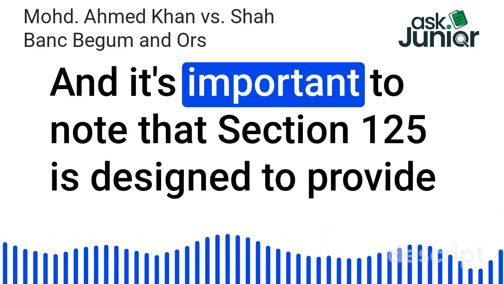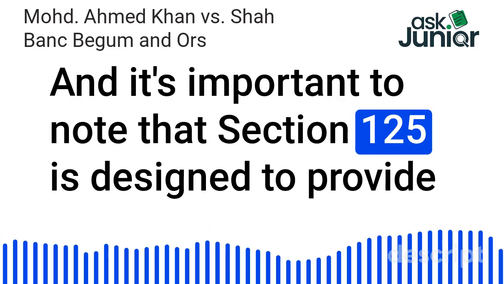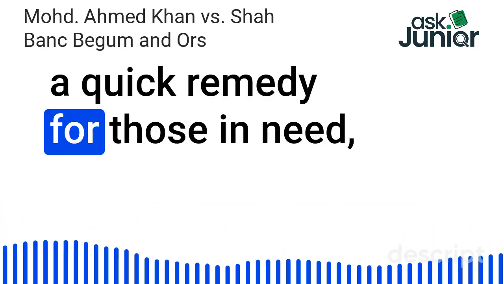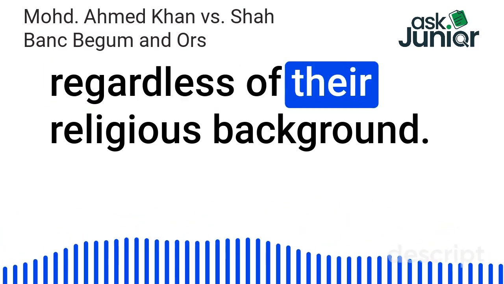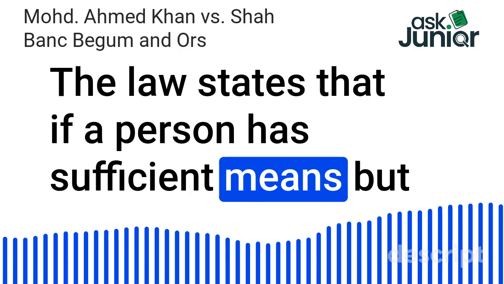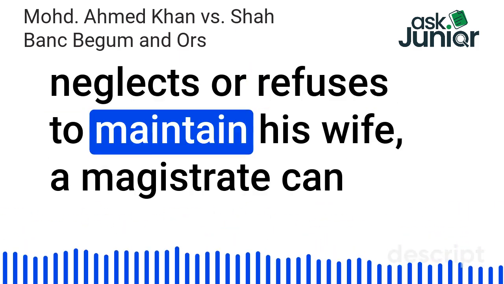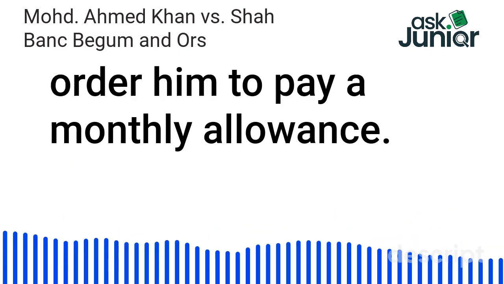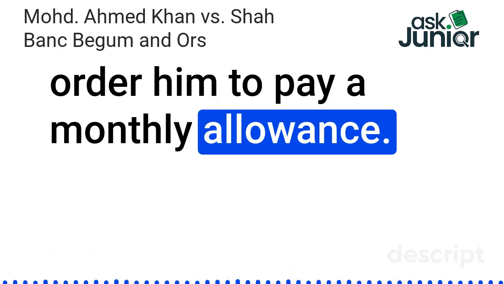Right. And it's important to note that Section 125 is designed to provide a quick remedy for those in need, regardless of their religious background. The law states that if a person has sufficient means but neglects or refuses to maintain his wife, a magistrate can order him to pay a monthly allowance.